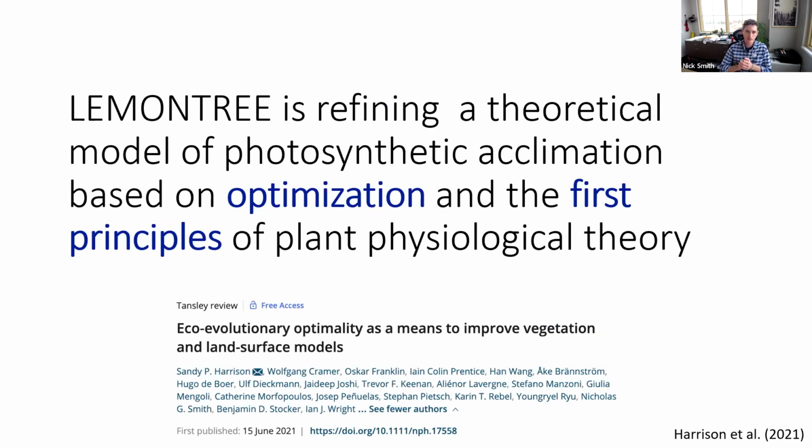And so Lemontree is refining a theoretical model, or really a suite of theoretical models, but the one I'm going to talk about here is looking at photosynthetic acclimation. And our photosynthetic acclimation model is based on optimization and the first principles of plant physiological theory. And Sandy led this really nice paper recently, kind of outlining our approach, not just to photosynthesis, but to a variety of processes that we want to simulate with a land surface model.